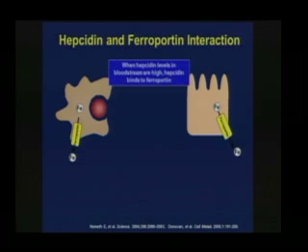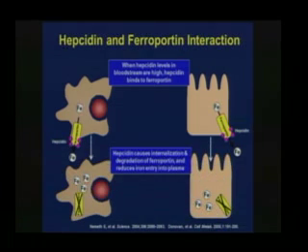So when hepcidin levels in the blood are high, hepcidin will bind to ferroportin. When this binding occurs, hepcidin causes the internalization and degradation of ferroportin. Now remember that ferroportin is on the basolateral aspect of the cells. Well, the hepcidin causes internalization and then the degradation of ferroportin. Once the ferroportin is degraded, that will reduce the entry of iron into the plasma, right?